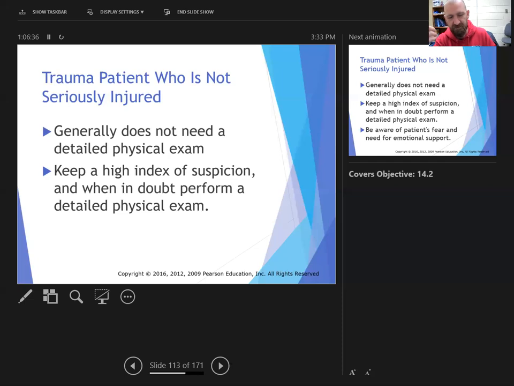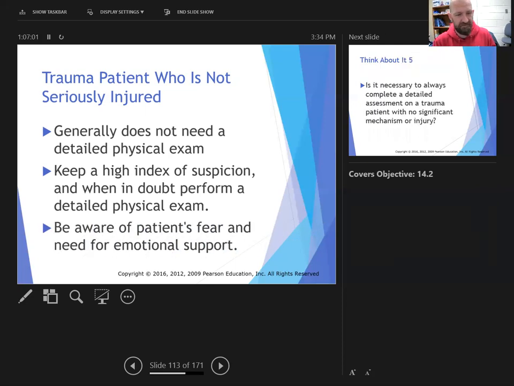A high index of suspicion. Always think it's worse. We can always back down from that. You don't want to be caught off guard by an injury. We want to think that maybe that could happen there, and then realize, okay, that injury did not happen in this case. We can move on from that. So keeping a high index of suspicion is important.